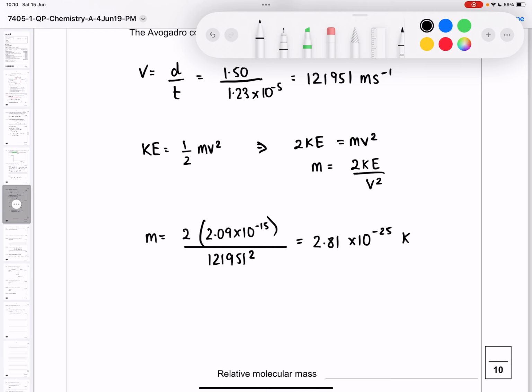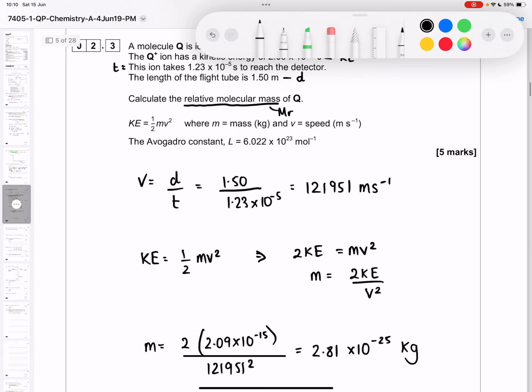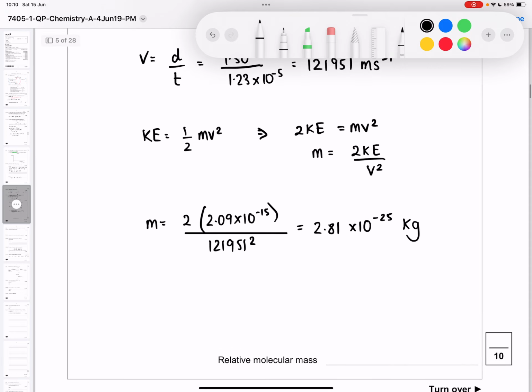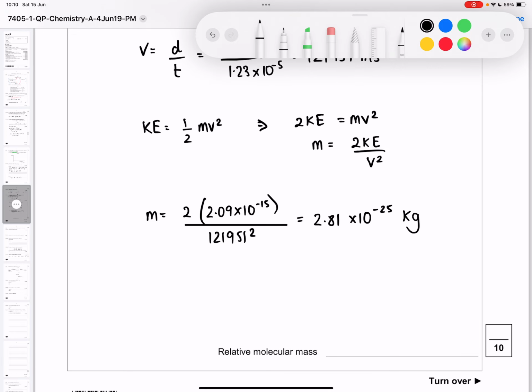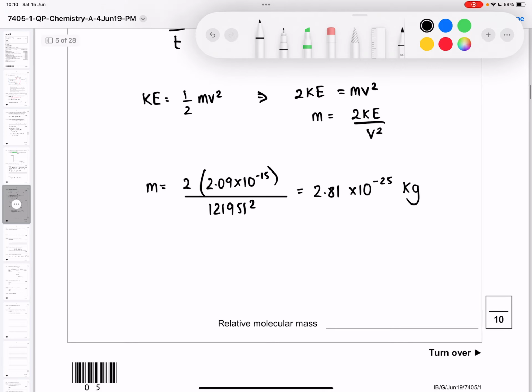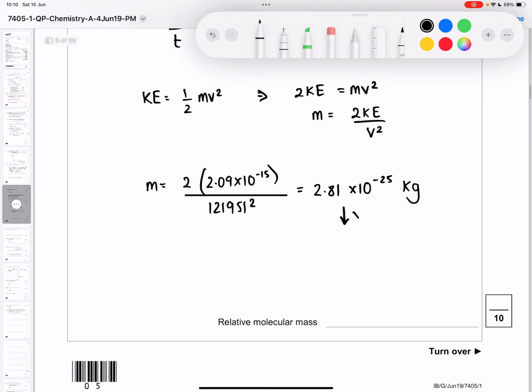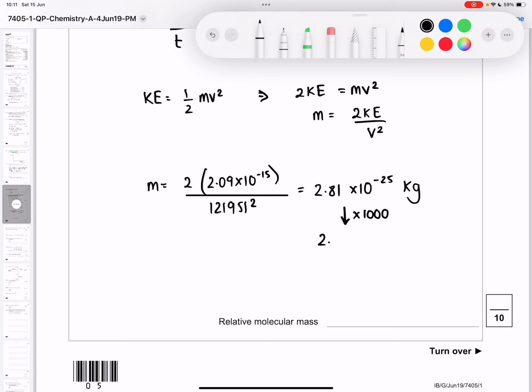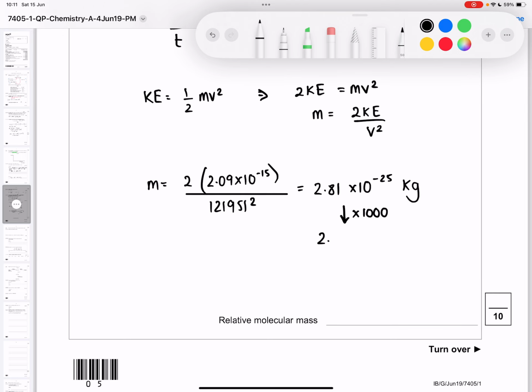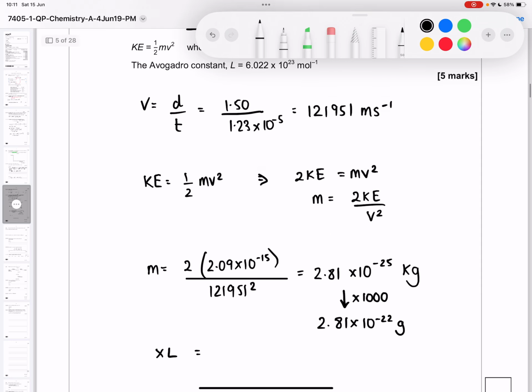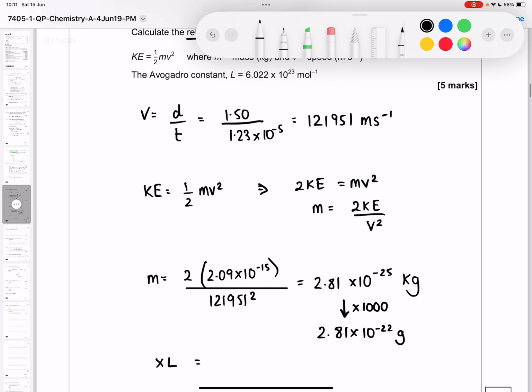Now this is going to be in kilograms, because when we calculate kinetic energy, mass is in kilograms. And relative molecular mass is the mass of 1 mole in grams. So the next thing I'm going to do is turn it into grams. So 2.81 times 10 to the minus 22 grams. Then I'm going to find it for 1 mole. So I'm going to times by Avogadro's number, which they've given to us up at the top. So times 6.022 times 10 to the 23.